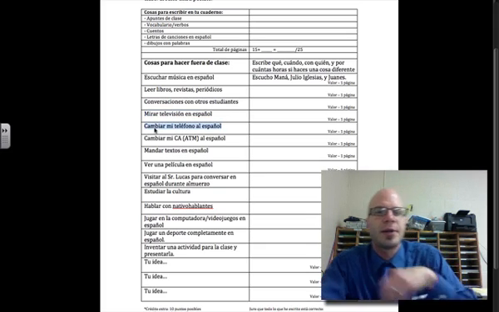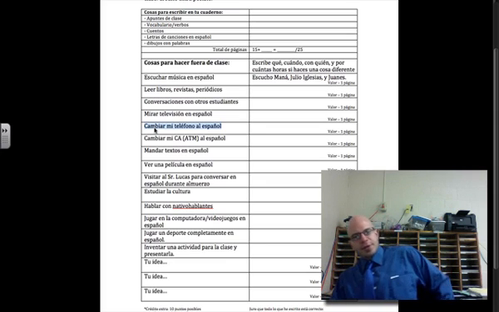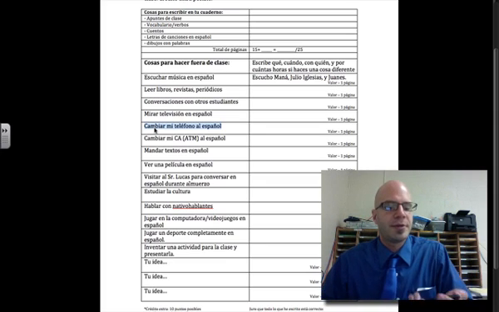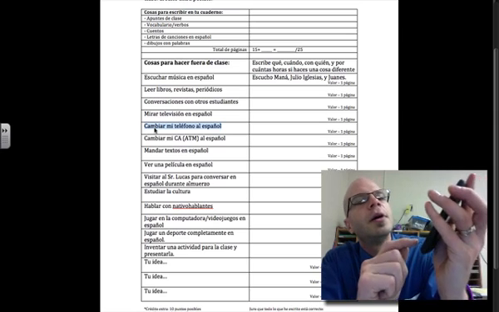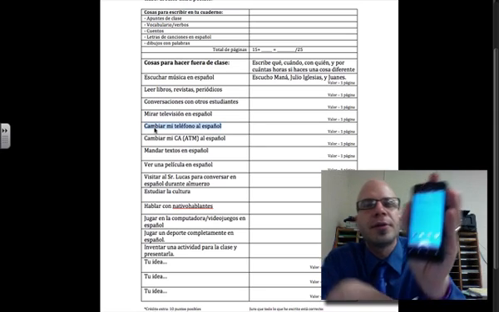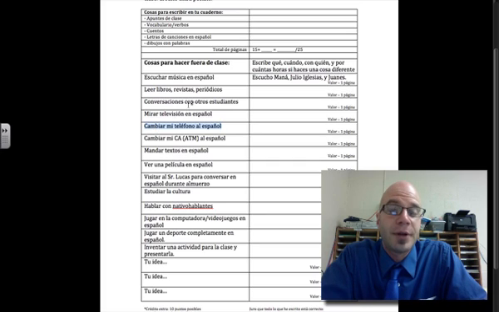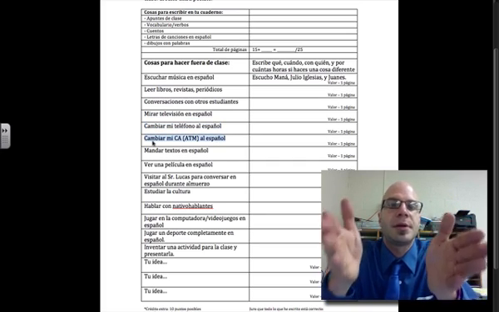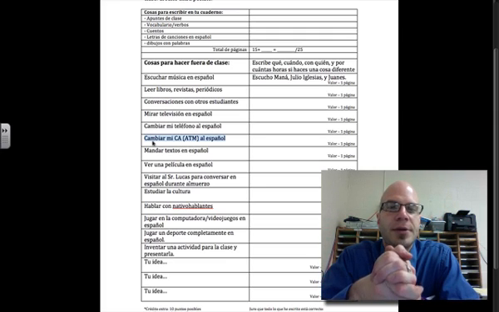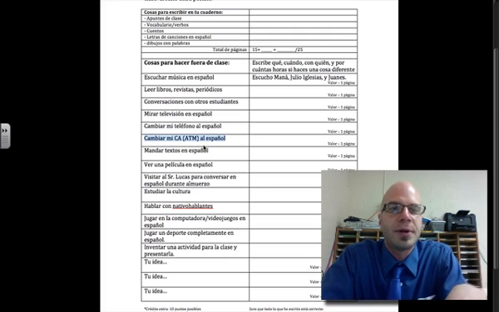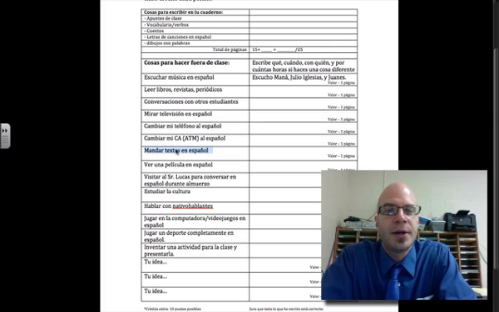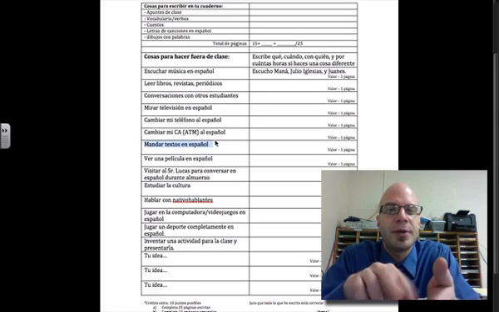Cambiar mi teléfono al español. If you look at my telephone, I just changed today my telephone to Spanish. So instead of messages, it says mensajes. And that's an interesting way of navigating for real in real life. Another one is if you have a bank card, cambiar mi cajero automático. That's your ATM to Spanish. So when it asks you, do you want to pay in Spanish, or maybe at Walmart, that'd be another way to do it. Next, mandar textos en español.